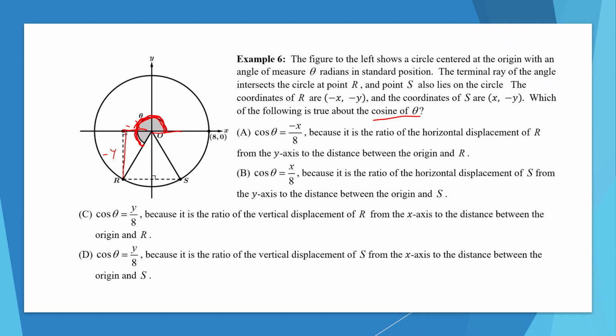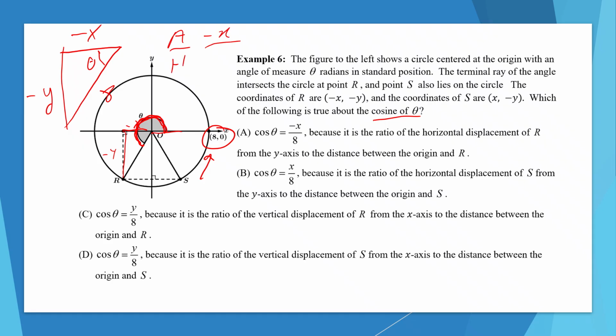And so if we draw out our triangle, it should be negative x here, and here is going to be our theta, negative y. And then our hypotenuse is going to be 8 in this case. And so you can always figure out your hypotenuse or radius with that point that's going to be shown there. And then cosine is just adjacent over hypotenuse. So the adjacent side is negative x in this case, and the hypotenuse is 8. So negative x over 8 should be A, should be our correct answer.